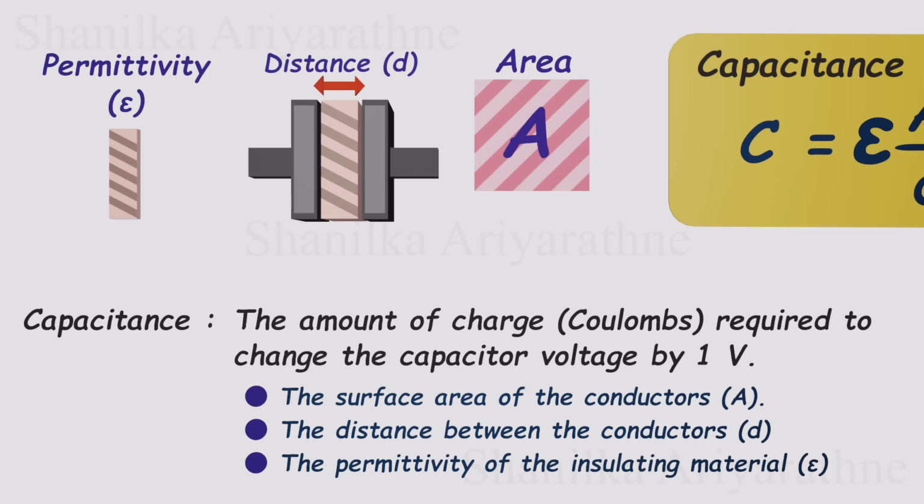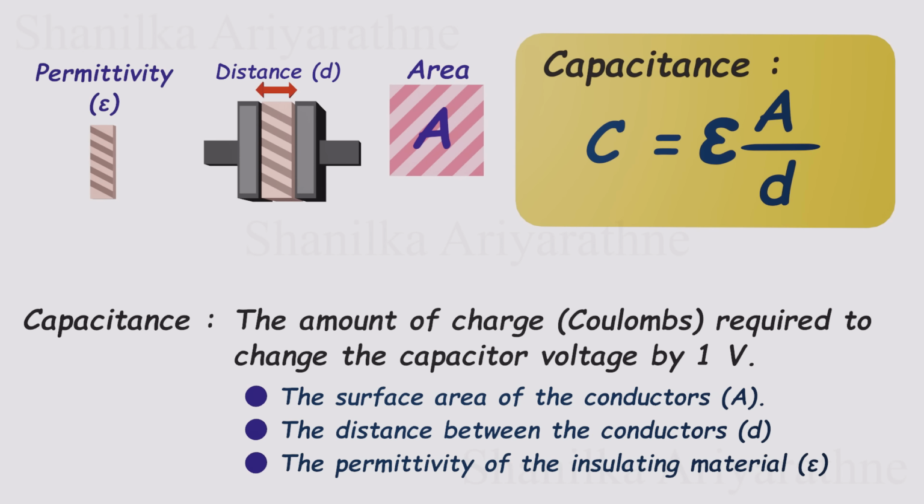We can calculate a capacitor's capacitance using this formula. Capacitance is equal to the permittivity times surface area divided by the distance. Now, here's the important part. Units matter. Permittivity should be in farads per meter. Area should be in square meters, and the distance should be in meters. Use the right units, and your answer will come out in farads, the standard unit of capacitance. So yes, double-check those units.